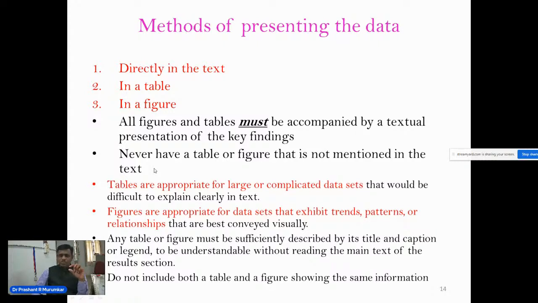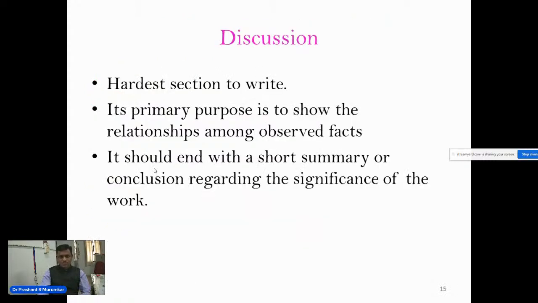And again, you should not discuss everything in the caption or title. It should be self-explanatory. There should be small text, and it should be able to give the information without reading the main text of the results section. So that's why this legend part is important. Do not include both table and figure showing the same information. Otherwise there will be a duplication of the information. So don't do that. Don't include both table as well as figure for the same information, right?